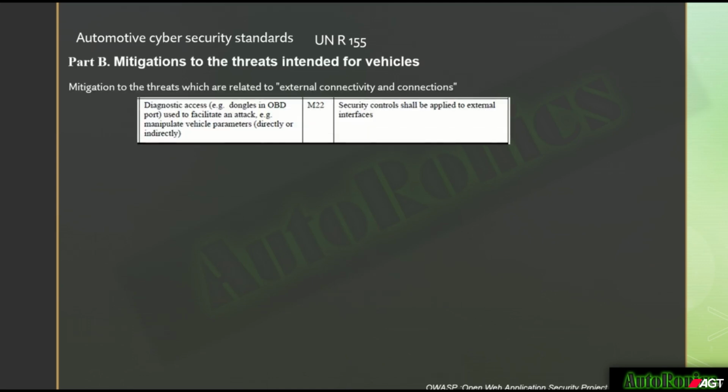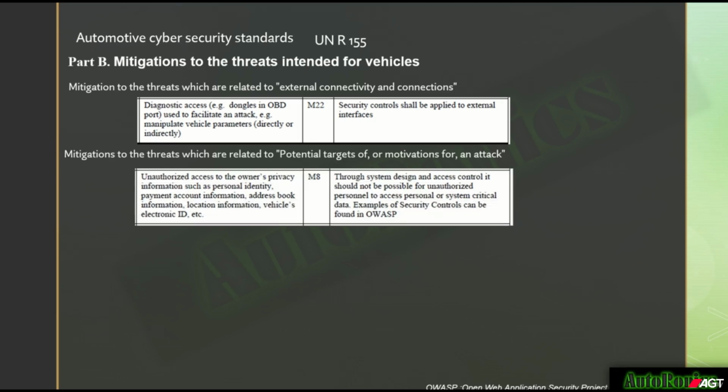Then furthermore, the threats related to external connectivity and then mitigations for those connections. Let us say diagnostic access. There can be dongles in the OBD port used to facilitate an attack or manipulate the vehicle parameters. So security controls shall be applied to the external interfaces. That could be the easiest way, but in detail it will be a little more complicated.